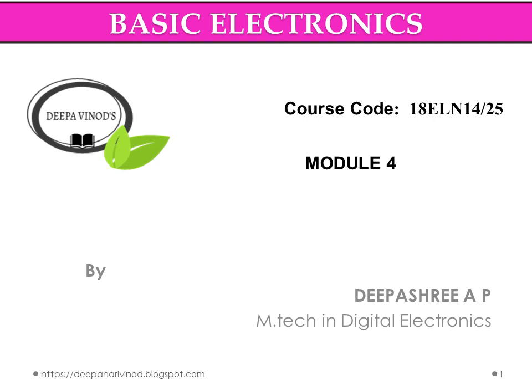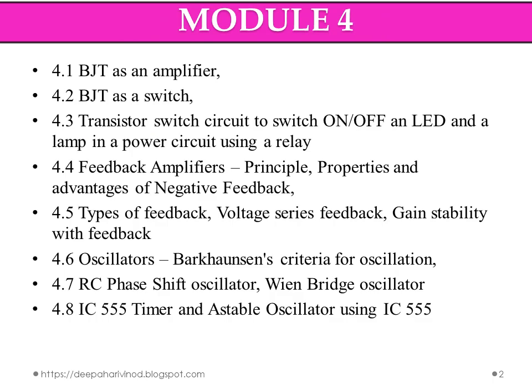Hello everyone. Here we will be discussing the fourth module of basic electronics, which deals with the BJT acting as an amplifier, the switch, oscillators, feedback amplifiers, Barkhausen criteria, all this. So this is the syllabus of the fourth module.